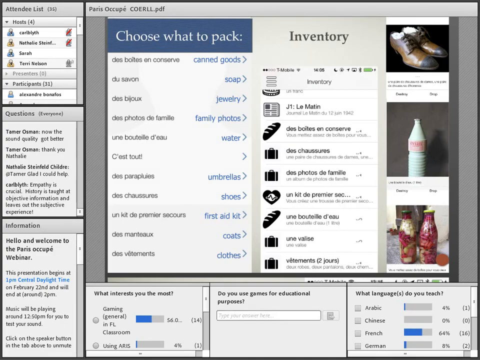You can see here, this is where they choose, a very simple activity: you have to choose what to put in your suitcase. The first list is what to pack, and this is the interaction in the game. The second one is their inventory, where you can see what they have in their suitcase. In the third column, you can see some of the pictures. Each item in the inventory, when they click on it, gives them information. You can see pictures of what shoes looked like from that time, what a boîte en conserve is, which is food that's been canned, and then the bottle of water.